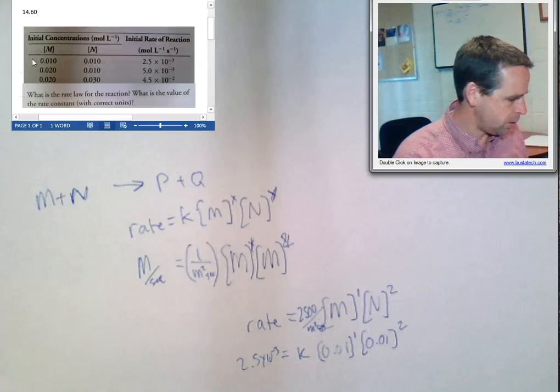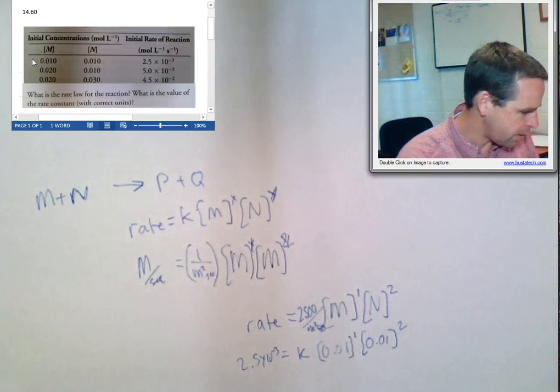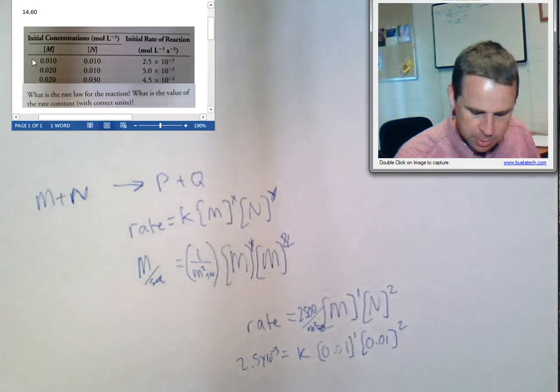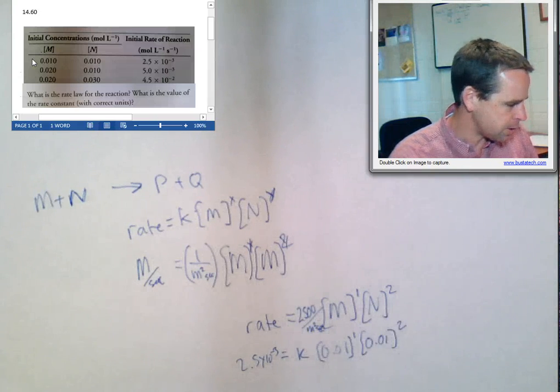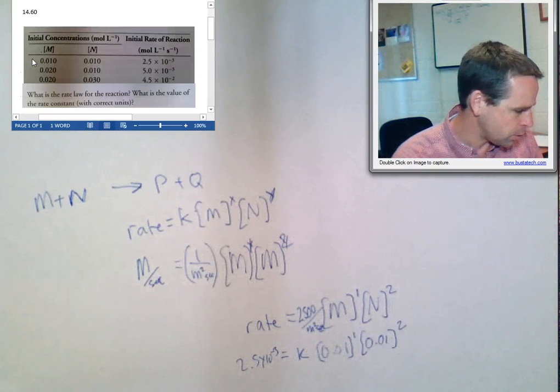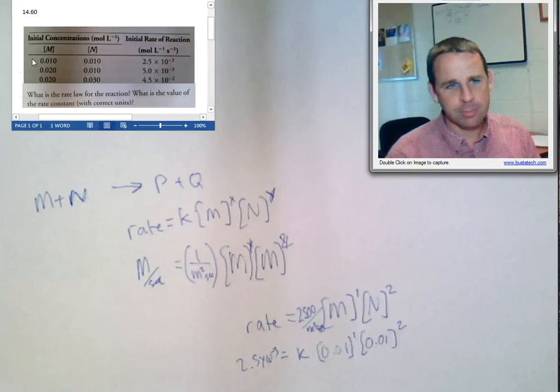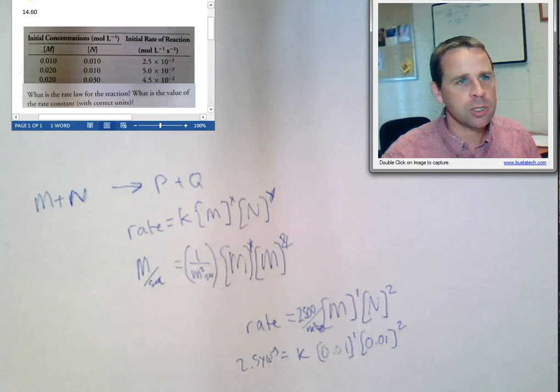Yep, that looks good. And the other thing is the K value in the answer, 2.5 times 10 to the third, which is the right answer there as well. And it's per molar squared per second. Yeah. Okay, great. So now we move on to 462.